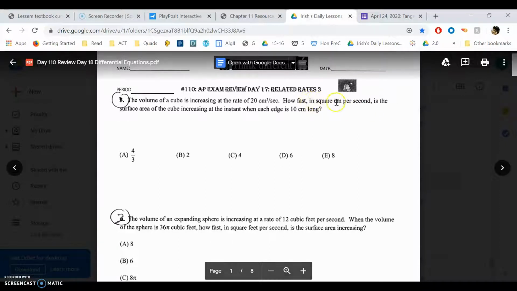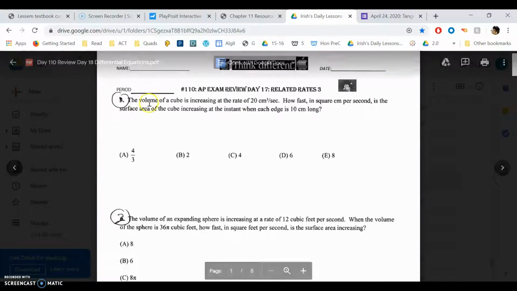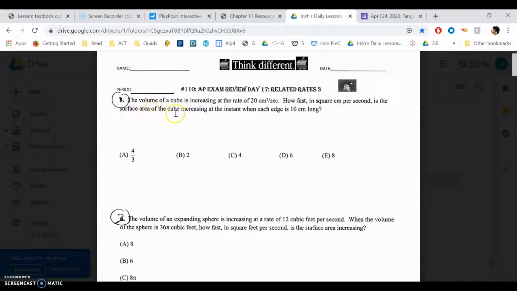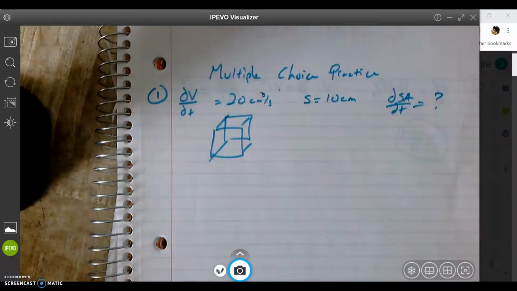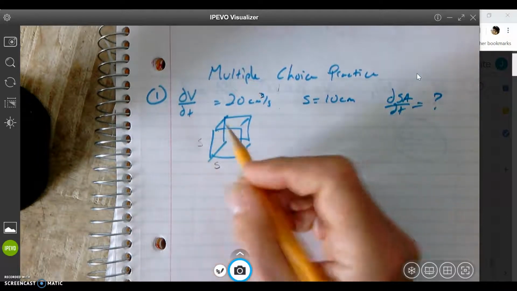How fast, in square centimeters per second, is the surface area of the cube increasing at the instant when each edge is 10 centimeters long? So it was talking about volume, now it's talking about surface area. The side or the edge of my cube is 10 centimeters. But I want to know how the surface area is changing over time. That's the question mark right here. So what do we do? This is the side or the edge. It's a cube, all the sides are the same.